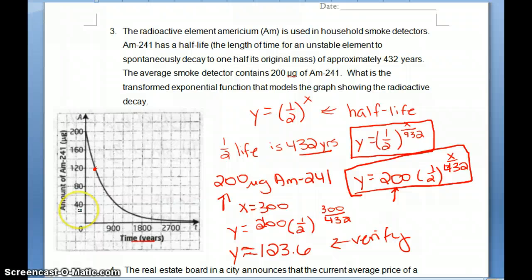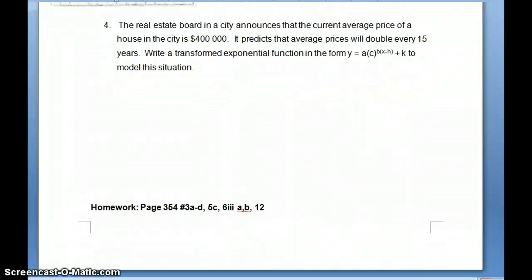Let's move on to number 4. Alright, in this question, the real estate board in a city announces that the current average price of a house in the city is $400,000. It predicts that the average prices will double every 15 years. So there's some key information there.